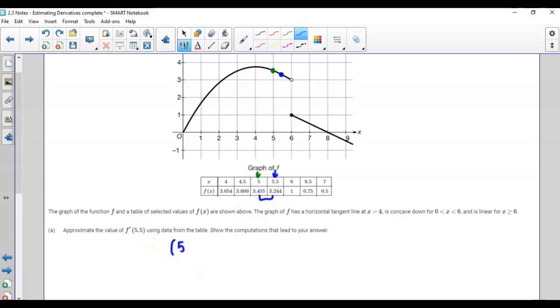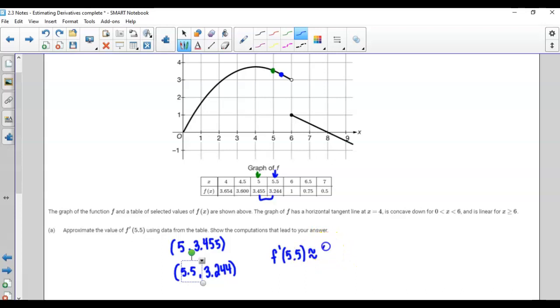So we've got 5 and 3.455 as 1 point, and then we've got 5.5 and 3.244 for our second point. So you're just using the slope formula. Label everything you do whenever you're working on a free response question. So we're saying f prime of 5.5 is approximately, and do not put an equal sign there, because it doesn't equal, we're estimating right here.